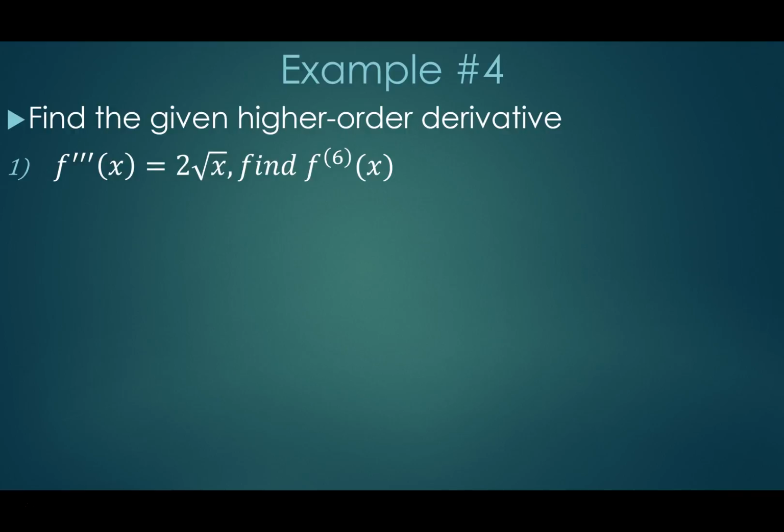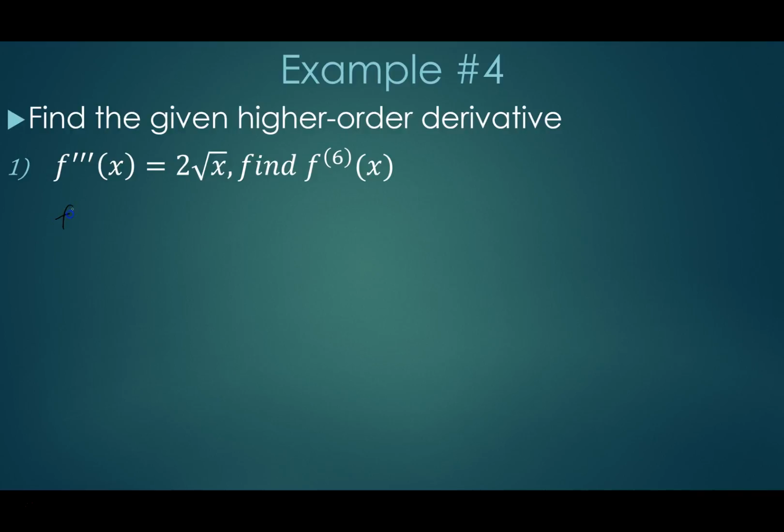For this particular problem, notice we're starting with the third derivative. It's 2 times the square root of x. We want to use that now to find the sixth derivative. And that's what this little symbol right here means. It's not saying f to the sixth power, it's saying the sixth derivative of f. So I can't just keep on using primes. I can't have like 20 primes and say it's the 20th derivative. I'd rather write f with a 20 in the exponent position like that.